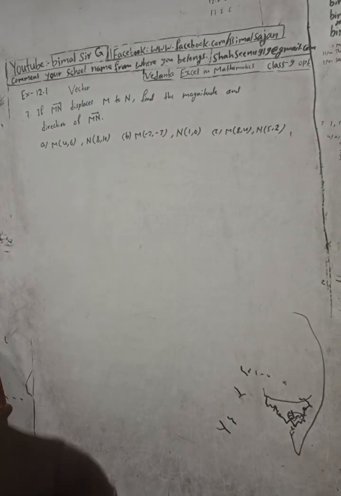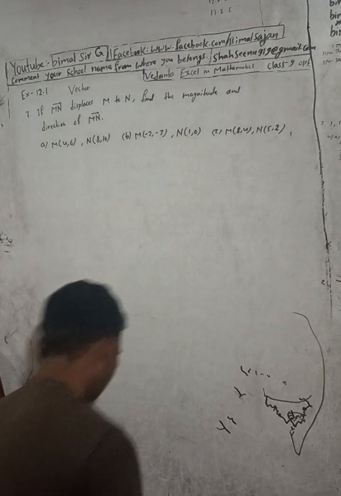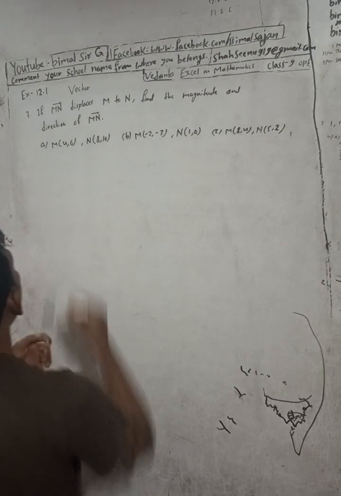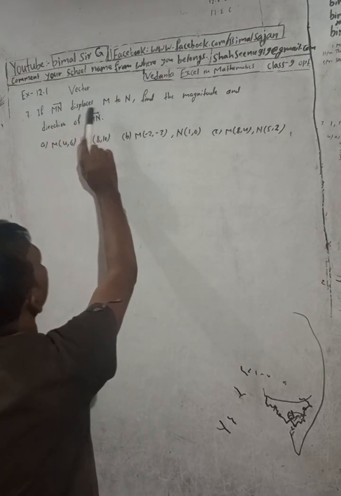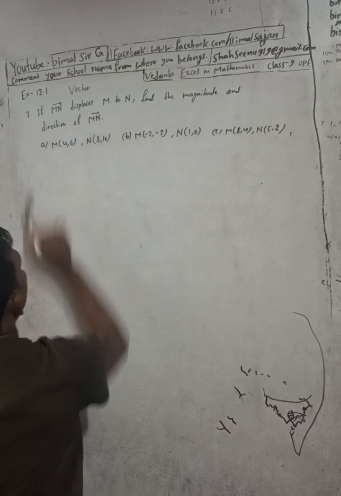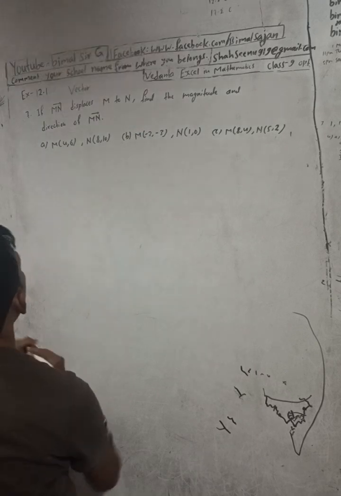Now the question is here, number 7. If the vector MN displaces M to N, find the magnitude and direction of the vector MN. Solution.